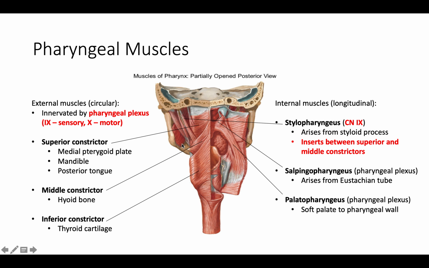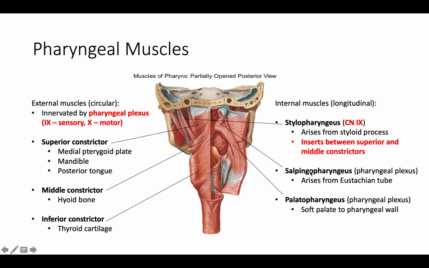And then above that, we've got our stylopharyngeus again, innervated by cranial nerve 9. It's coming from that styloid process, and it's inserting in between the superior and middle constrictors. It's separating them. So that's one way that you can figure out where it is or which one it is. It's just coming right straight down. And so this would be the nerve, cranial nerve 9.